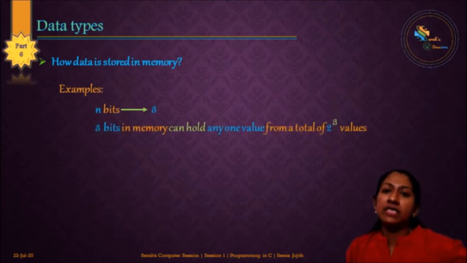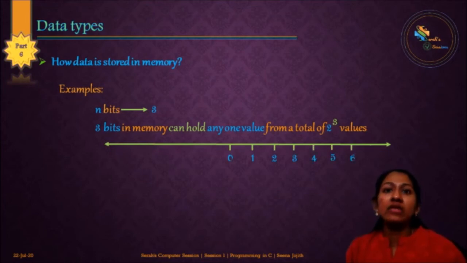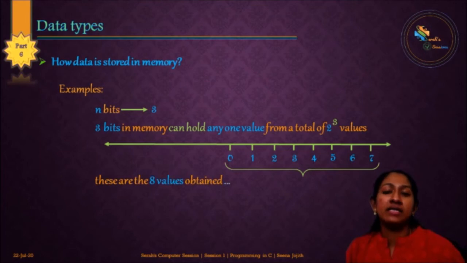So 3 bits in memory can hold any one value from a total of 2 raised to 3 values. Let's draw the number line and chart out the different values. 2 raised to 3 is equal to 8. I hope you know the power calculations. So since you get 8 values, and since the values start from 0, the last value will be 7.